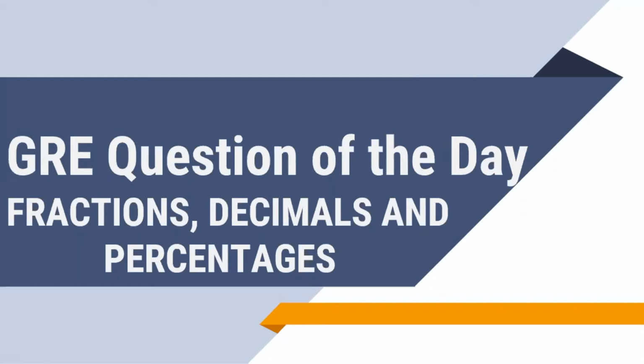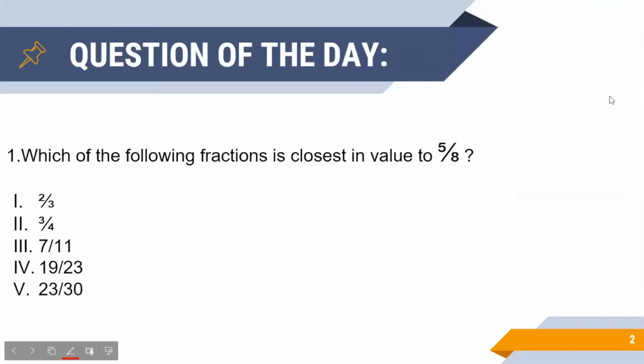Today we will discuss a question from fractions, decimals and percentages. As you can see, this is a multiple choice question with a single correct answer, wherein we are given a fraction 5 by 8 and we need to compare it with the other 5 fractions in the options and find the fraction which is closest in value to 5 by 8.